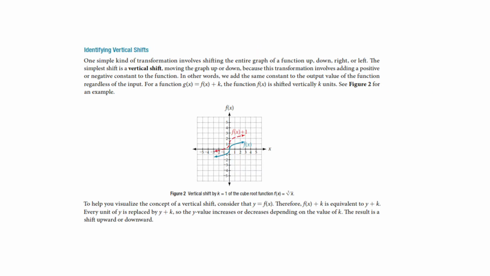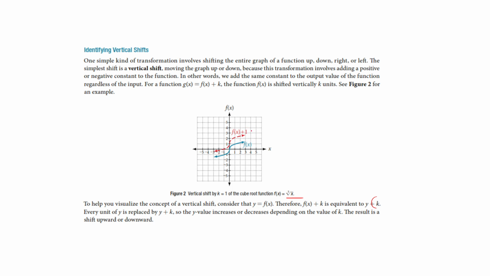So we have a function and we want to move it vertically. So we want to move it up or down. All you have to do is just add something onto the end of the equation. So here's the cube root function. Okay, looks like this. Now we're going to take that cube root function.